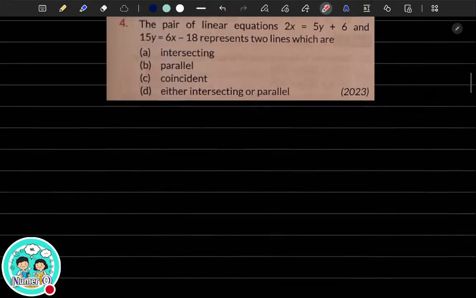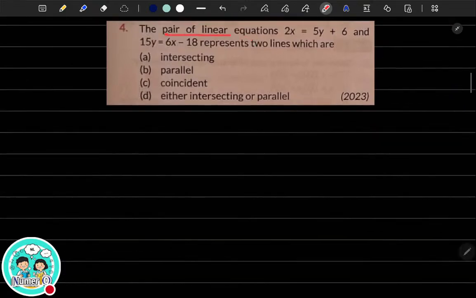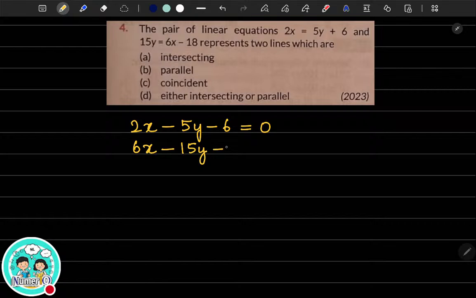Now the next question. The pair of linear equations, you are given two equations. It represents two lines which are, can you identify it? Question number 4. Just take the ratios and see. Okay, so you are given 2x, I'm going to take it all to the LHS side. Minus 5y minus 6 equal to 0. This is your first equation. And then your 6x minus 15y minus 18 equal to 0.